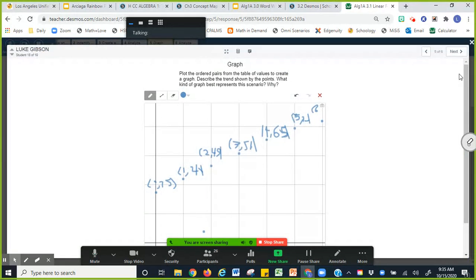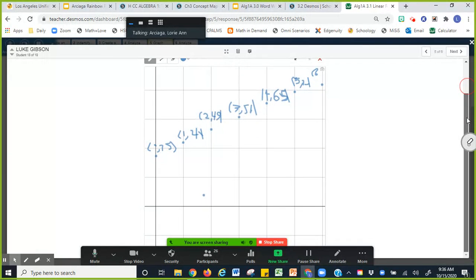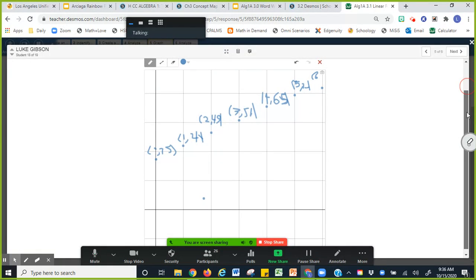Oh, nice one. Look, you even marked the ordered pairs. Thank you for doing that. All right. Okay, so I assume this is 35. Okay, nice.